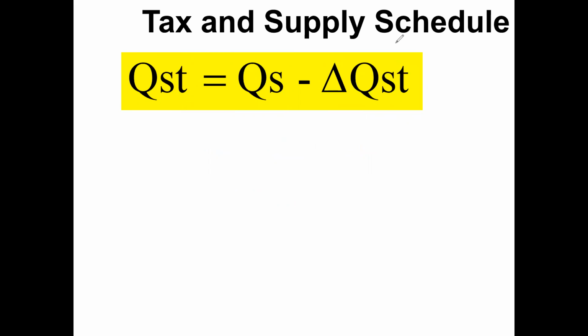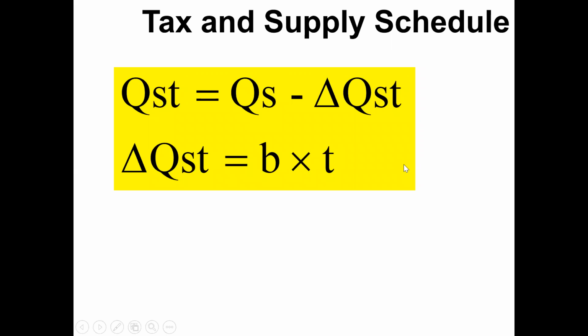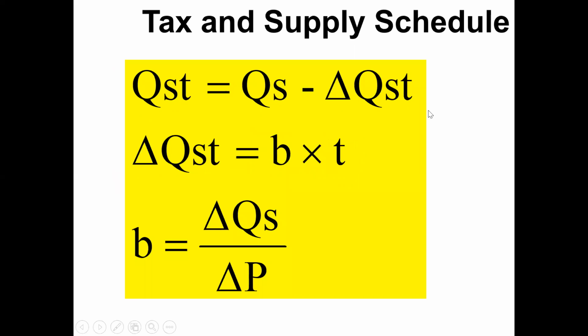So the change in supply quantity due to tax equals B into T. B is the slope of the supply equation. You multiply it by tax. Tax is given to you. The tax amount is given to us. How do we find B? B equals delta QS over delta P. Right?